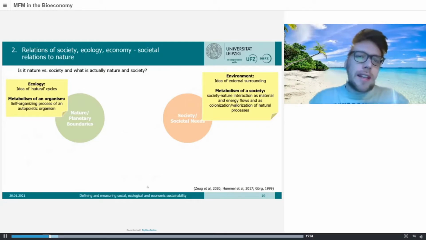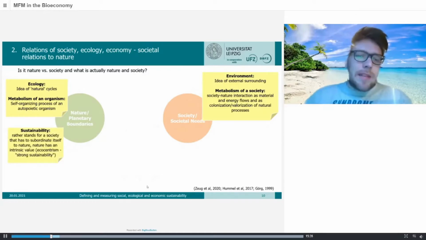So we cannot compare ourselves with an animal, because an animal is not creating and transforming its surrounding. An animal is depending on nature and planetary boundaries and everything which is surrounding it, but we are transforming our surrounding, our environment. That's the big difference.